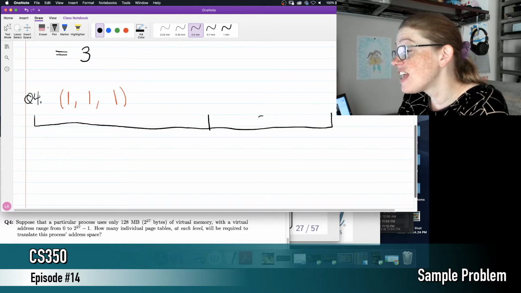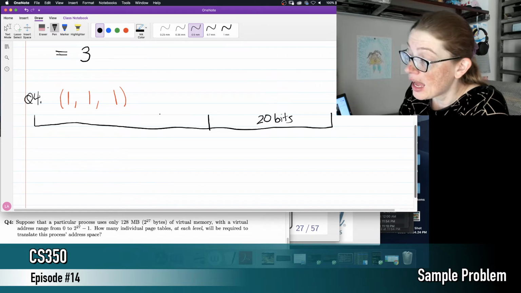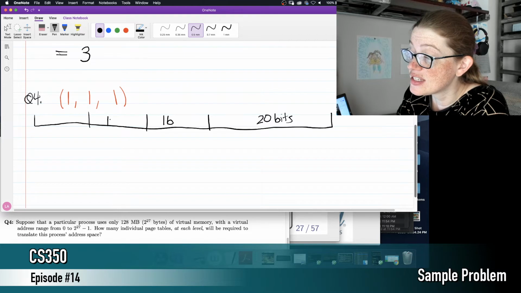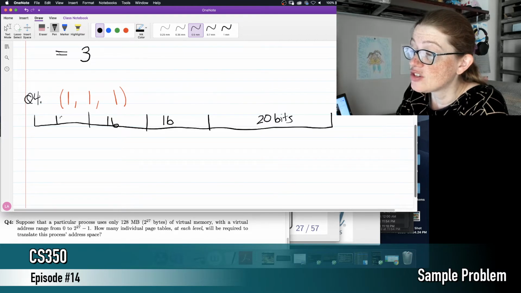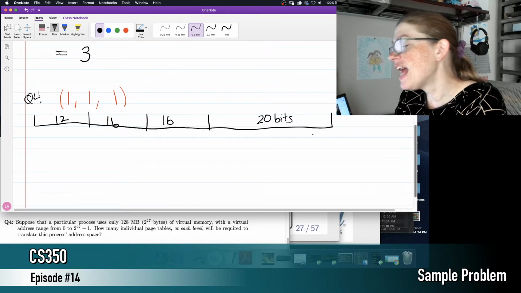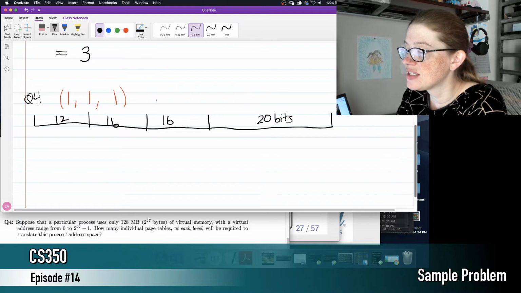So my offset is 20 bits. And then I've got 16 bits for this level, 16 bits for this level, and 12 bits for that level. And that adds up to a 64-bit address.